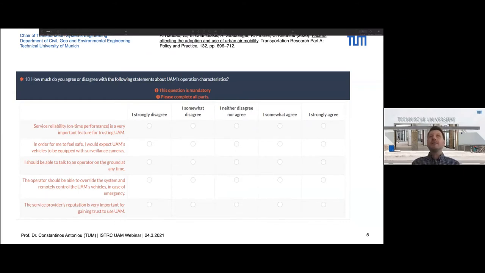Here are some examples. So for example, we write some statements like service reliability, on-time performance is a very important feature of transiting UAM. Strongly agree, some would agree, neither agree nor disagree, some would disagree, strongly disagree, and so on. The third one, I should be able to talk to an operator on the ground at any time. These kind of questions try to understand what is important to the potential users of the system.